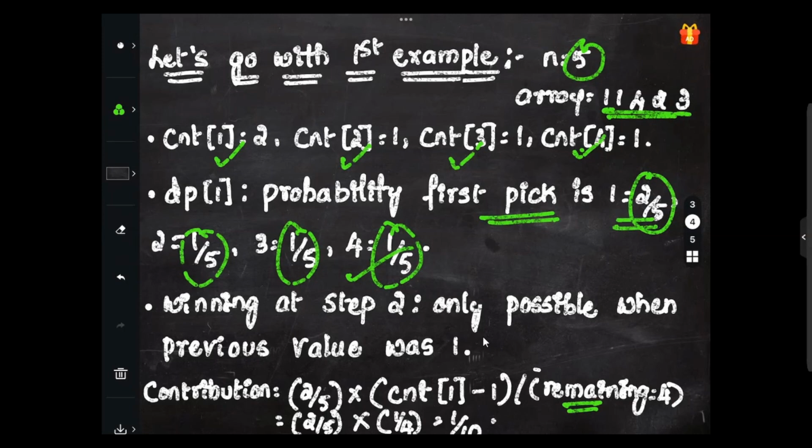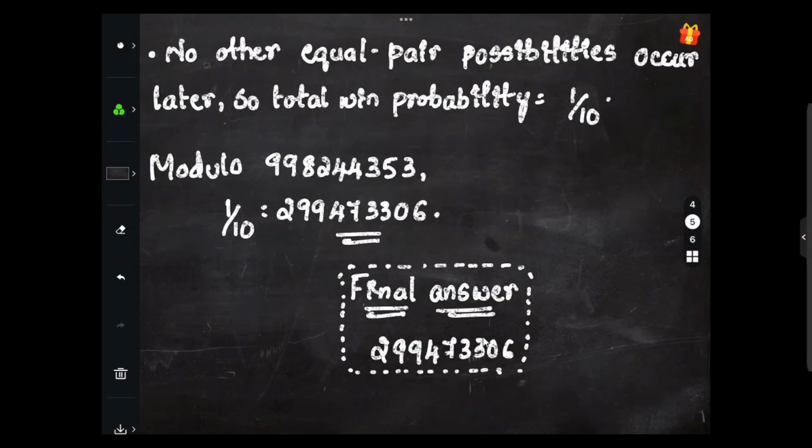So 2 by 5 into 1 by 4: 1 into 1 is 1, and 5 into 4 is 20, so 2 by 20, so this will be 1 by 10 basically. This is fine. 1 by 10. Now no other equal pair possibilities occur later, right? So the total win probability will be 1 by 10 itself. So we know how we got 1 by 10.